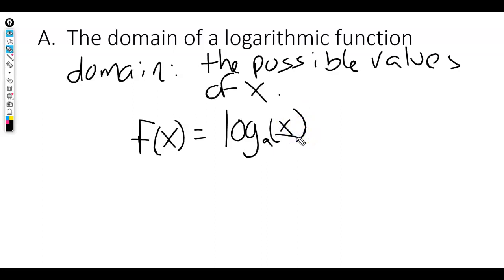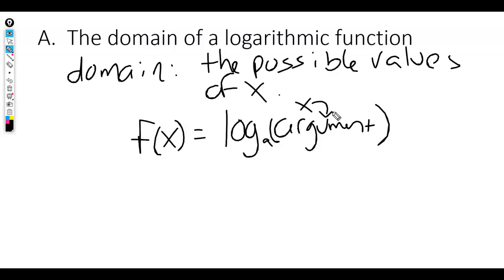Now, here's basically the idea here. Now I'm going to write this a little bit differently. Instead of using an x, I'm going to put argument here. But usually the x is somewhere inside of the argument. So what are the possible values of x?